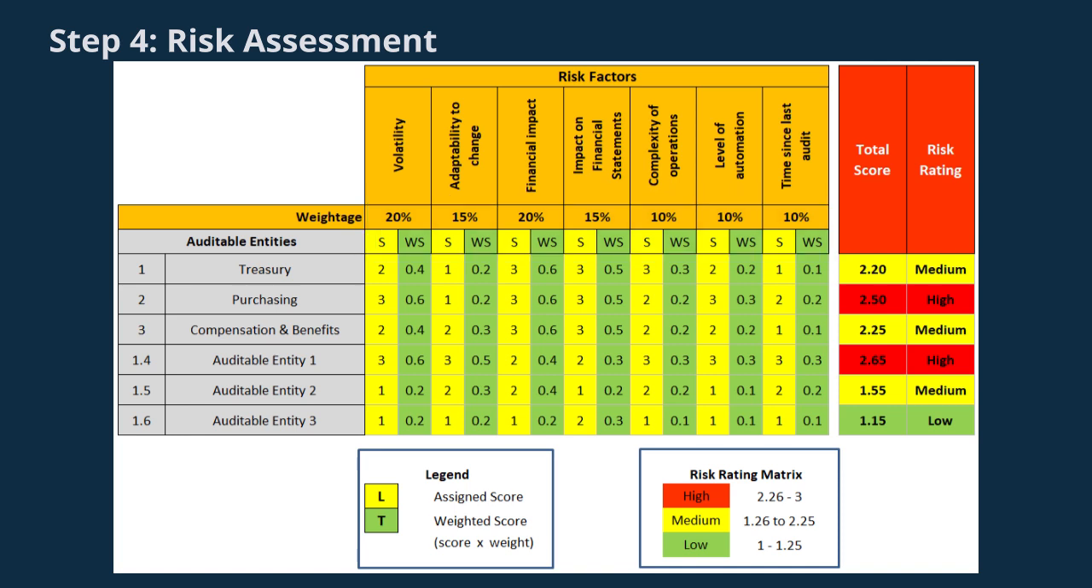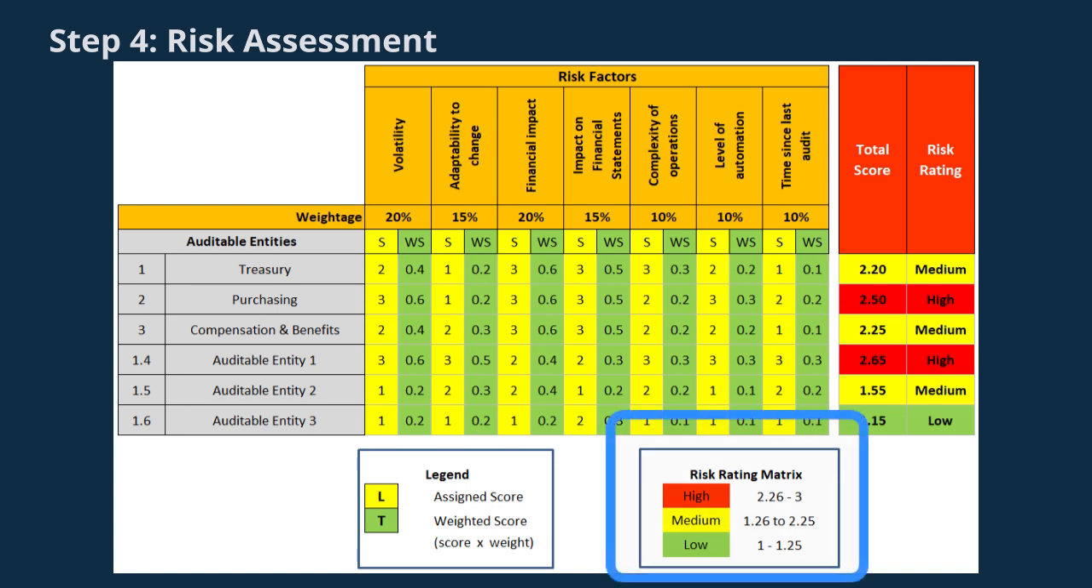Once you have set up the structure, start scoring each auditable unit by entering the score corresponding to the assessment criteria that you had defined in step 3 earlier. Once completed, add up the weighted scores to arrive at the total score for each auditable unit. The next step is to define the risk ranking matrix. This matrix will be used to identify the level of risk for each risk score.